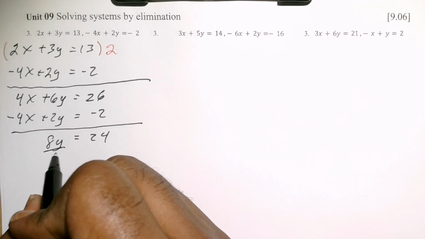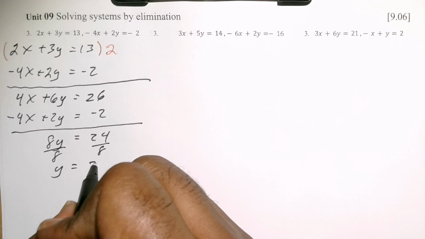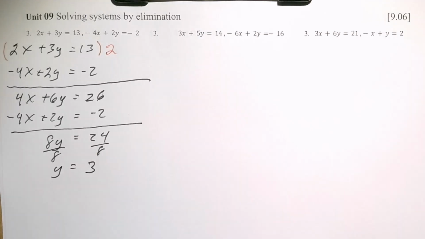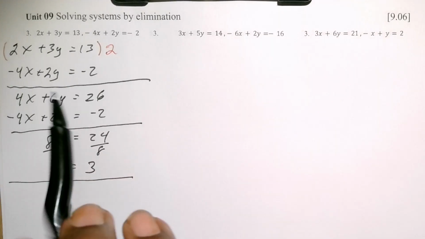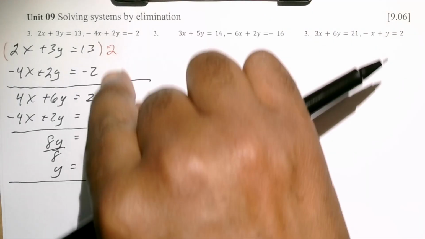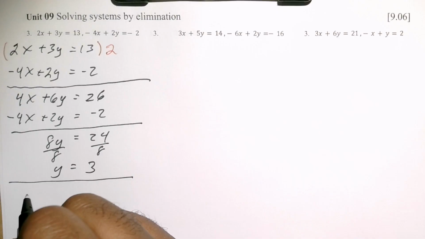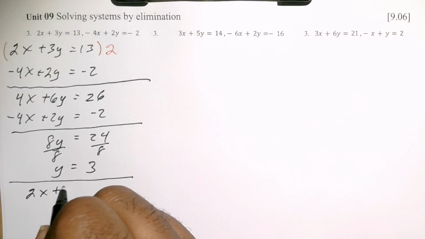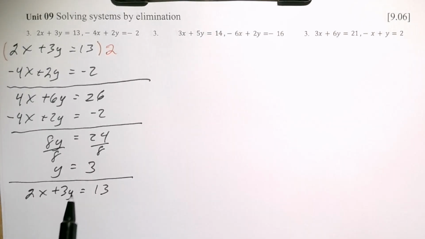Then we'll divide both sides by 8, and we'll get 1y is equal to 3. Okay, that solves the y. Now to solve for x, we're going to use one of these two equations. We can choose any one of these, but I'm going to choose this one. This is the nicest one, I think. No negatives in there. So I'm going to choose the 2x plus 3y equal to 13. And I'm going to substitute the y here for 3.